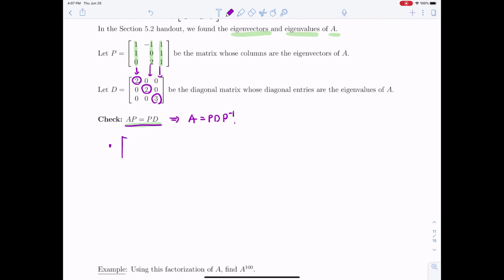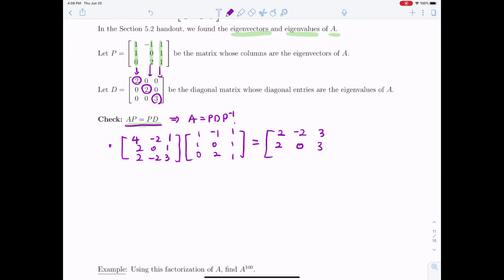First of all, A times P is given by 4, negative 2, 1, 2, 0, 1, 2, negative 2, 3 times 1, 1, 0, negative 1, 0, 2, 1, 1, 1. So this gives you 4 minus 2 equals 2. And negative 4 plus 2 is negative 2. And the third one should be 3. And this one should equal 2. And negative 2 plus 2 equals 0. 2 plus 1 is 3. And we have 2 here. And negative 2 plus 6 is 4. And 2 minus 2 plus 3 gives you simply 3. So this was the left-hand side, AP.